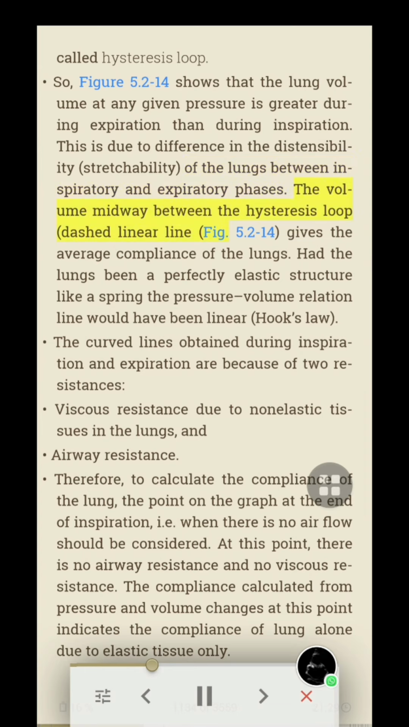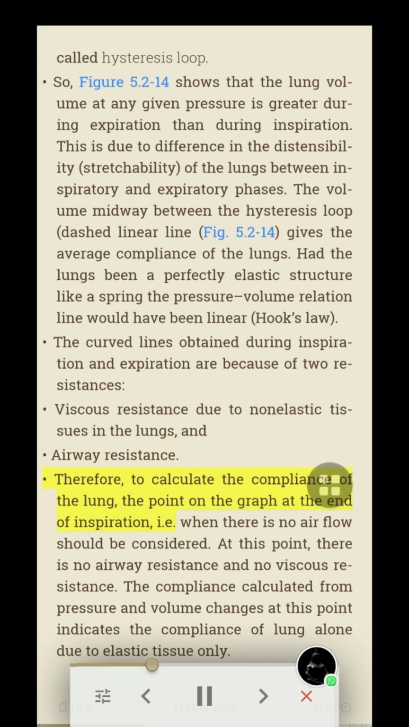The volume midway between the hysteresis loop, the dashed linear line in Fig. 5.2-14, gives the average compliance of the lungs. Had the lungs been a perfectly elastic structure like a spring, the pressure-volume relation line would have been linear, Hooke's law. The curved lines obtained during inspiration and expiration are because of two resistances: viscous resistance due to non-elastic tissues in the lungs, and airway resistance.